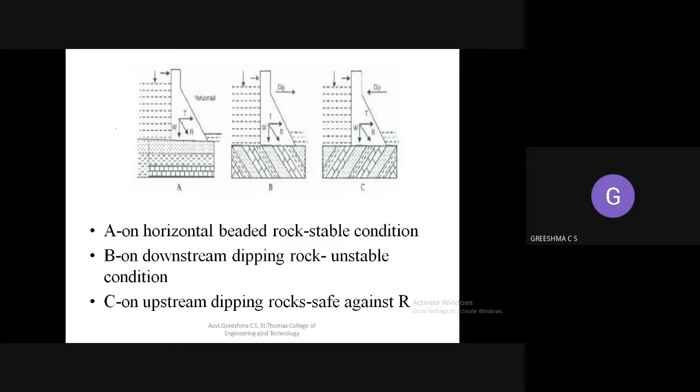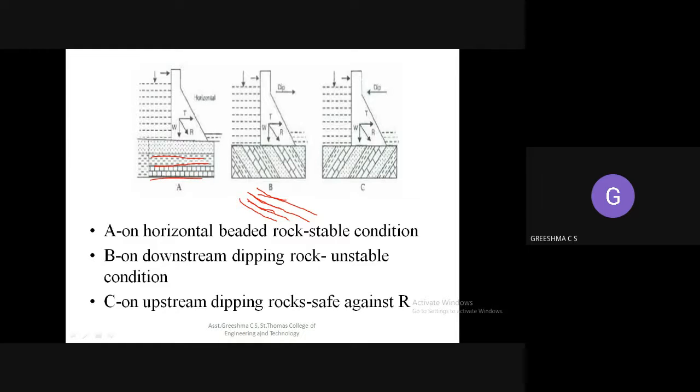Now here you can see all the rock strata are parallel. If the rock strata are inclined like this, dipping downstream, that is, inclining downwards like this, that is downstream dipping. You can see from this picture, it goes downwards like this. Downstream dipping. If it inclines downwards like this, it is taken as an unstable condition.